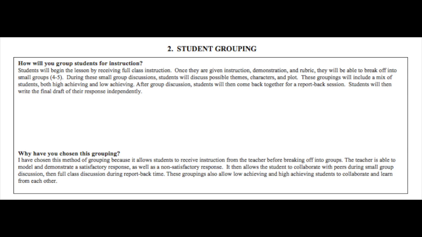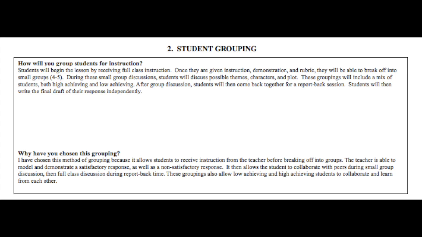And during these small groups, they'll be able to develop a thesis statement and a theme and all that type of stuff. And these groupings will include a mix of students who are both high achieving and low achieving. And after they are done discussing in these groups for about 10 to 15 minutes, they will come back together for a report back session. We'll talk about what they came up with in their groups. And then after we've talked about it, students have had time to ask questions, they will then write their final draft of their response independently.